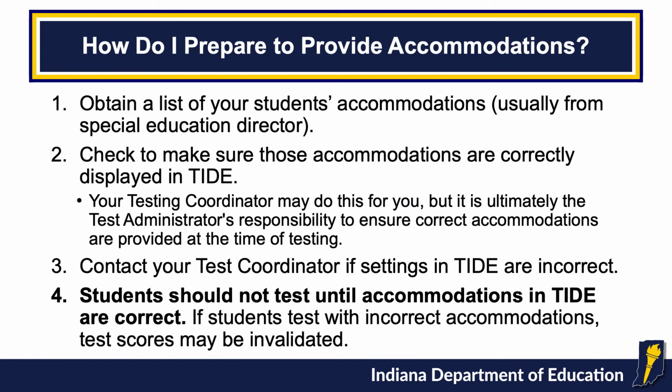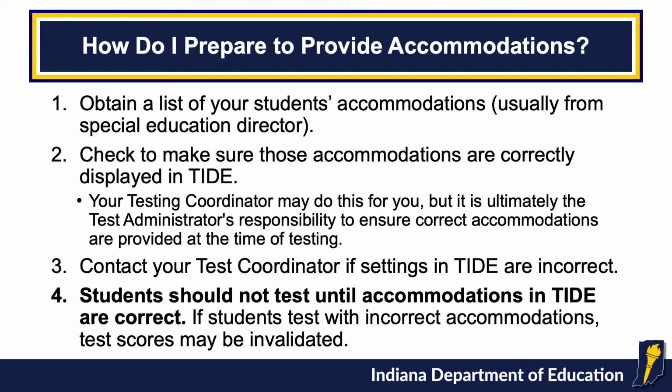What do I need to do to prepare myself to correctly provide student accommodations during testing? First, obtain a list of your students' accommodations. You can usually get this from your special education director, your testing coordinator, or the student's special education teacher of record. Second, check to make sure those accommodations are correctly displayed and tied. Your testing coordinator may do this for you, but it is ultimately the test administrator's responsibility to ensure correct accommodations are provided at the time of testing.